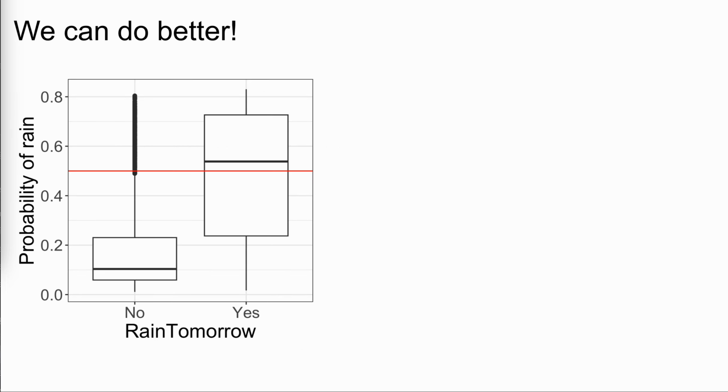But part of the issue here is not our model, but rather our selection of a 50% threshold. The box plots here illustrate the probability of rain on the y-axis as calculated from the logistic regression model for the days on which it didn't actually rain, the left box plot, and the days on which it did actually rain, the right box plot. And the red line represents our 50% threshold.